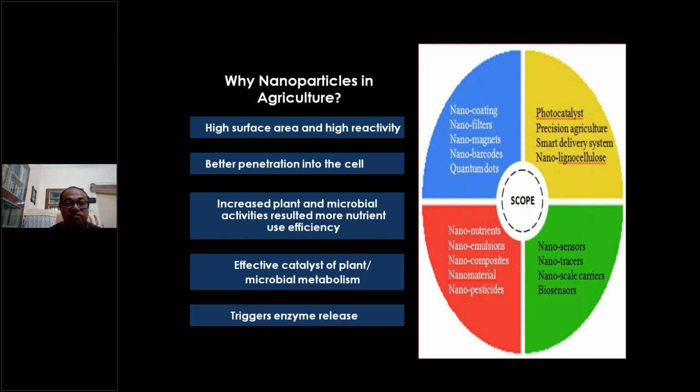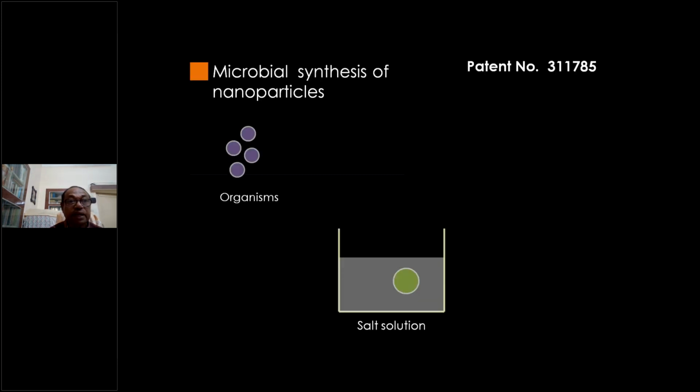You can use them as coatings, filters, magnets, barcodes, photocatalysts, in precision farming, and whatnot, as sensors, as tracers, as nutrients, as pesticides, and whatever it is. I mean, all aspects of agriculture can be addressed with nanoparticles. These nanoparticles can be prepared through physical, chemical, and aerosol techniques very easily.